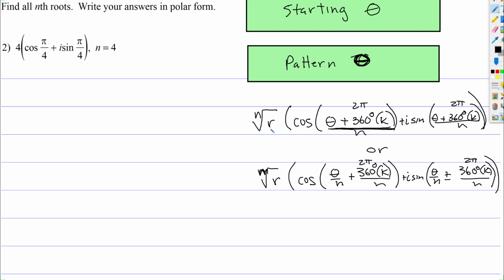The nth root of the radius times cosine of theta plus 360k all divided by n, same with sine, 360 or 2 pi. But if you break that down into two separate fractions, theta divided by n plus 360 degrees, or 2 pi k divided by n, it makes it a little bit easier because then you can find two things. You can find your starting theta, which is when k is equal to 0, because 360 times 0 is 0, and you're just left with that first one.